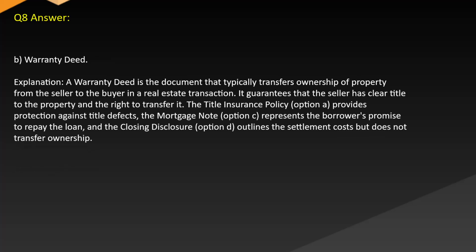Answer: B. Warranty deed. Explanation: A warranty deed is the document that typically transfers ownership of property from the seller to the buyer in a real estate transaction. It guarantees that the seller has clear title to the property and the right to transfer it. The title insurance policy, Option A, provides protection against title defects. The mortgage note, Option C, represents the borrower's promise to repay the loan, and the closing disclosure, Option D, outlines the settlement costs but does not transfer ownership.